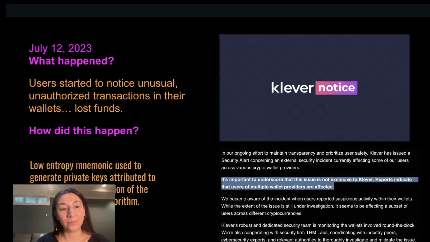So how did this happen? After a day of investigation where Klever paired up with security firms and really did their due diligence to figure out what's wrong, they figured out that it was due to a low entropy mnemonic used to generate private keys, which was attributed to the BIP39 implementation of the random generation algorithm. Let's dive into what that means and why Klever, in a way, was actually not completely at fault.